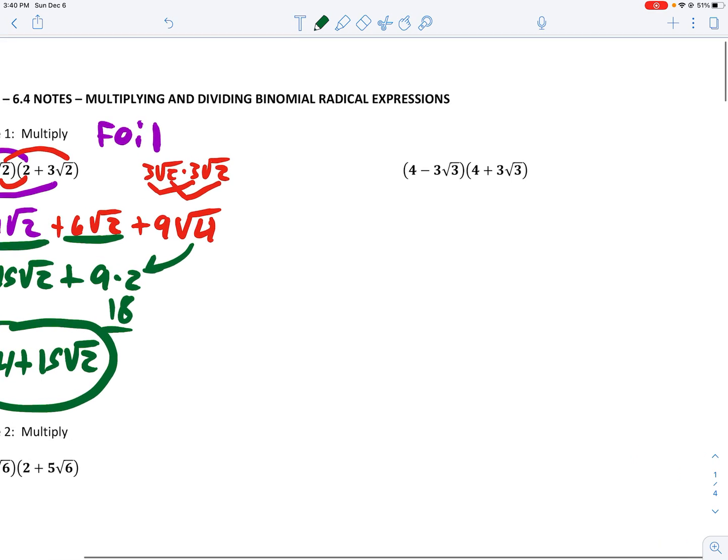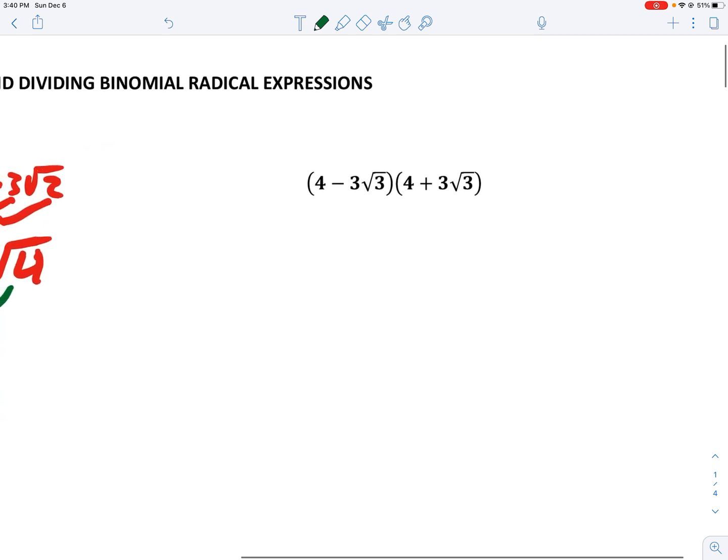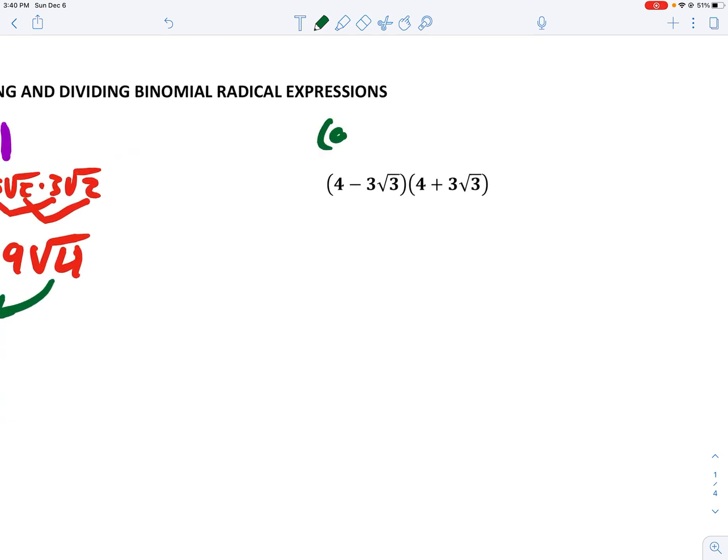Now if you look at the next example, this is a difference of squares. This is A minus B, and this is A plus B. So remember, that's A squared minus B squared. If you recognize that, it makes it a little easier. You can still use FOIL, like we did in the last example, but if you saw this, it would make the math a tad bit quicker.